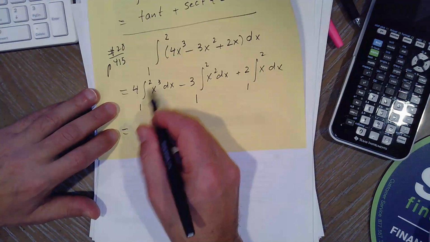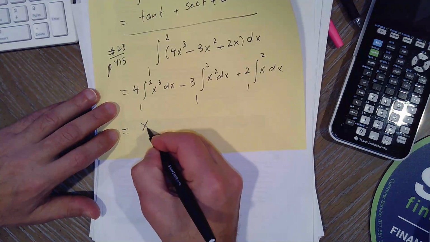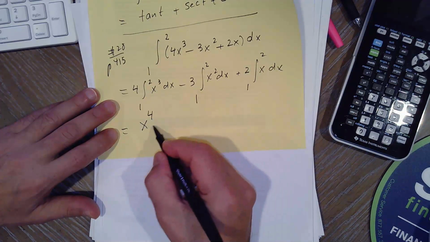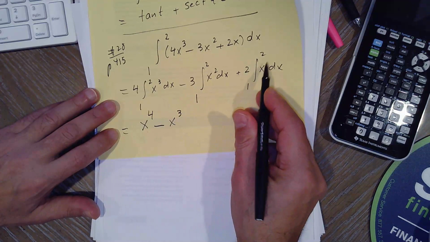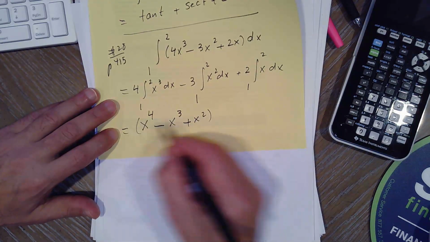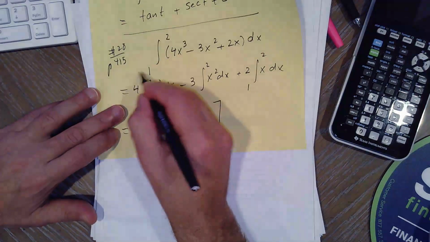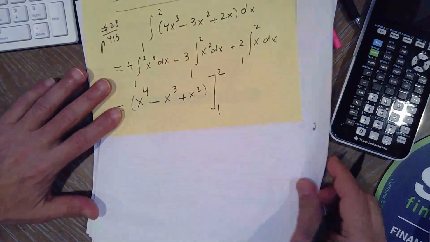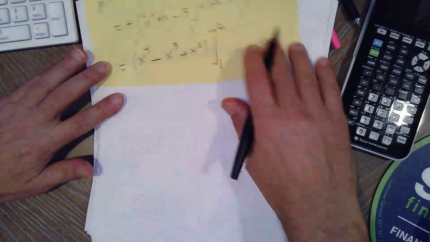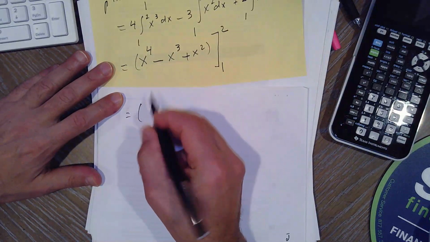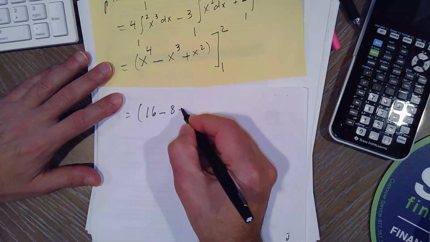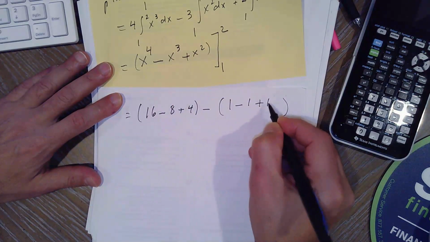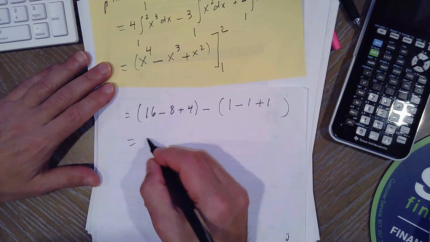So this is x to the 4 over 4 times 4, which is x to the 4. x cubed over 3 times 3 is x cubed. And then x squared over 2 times 2 is x squared. Now we're going to put the limits according to the fundamental theorem of calculus, part 2. We plug the upper limit first. So we plug the 2. So 2 to the 4 is 16, 2 cubed is 8, 2 squared is 4, and then minus, plug the 1 in. 1 minus 1 plus 1. That's 12 minus 1 is 11.